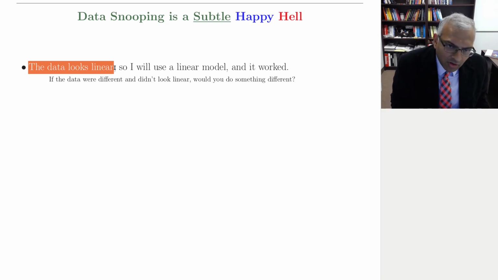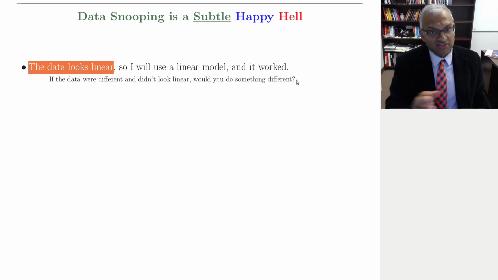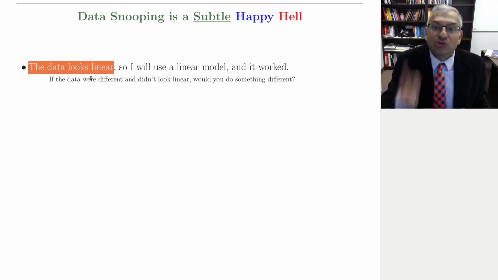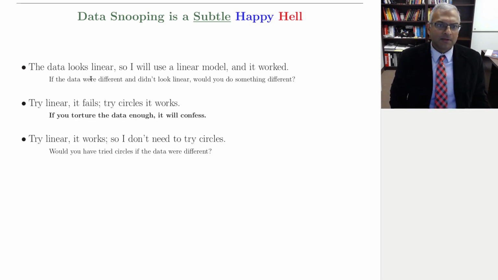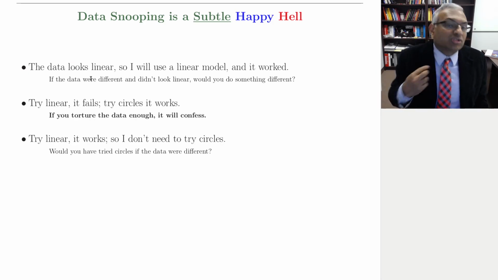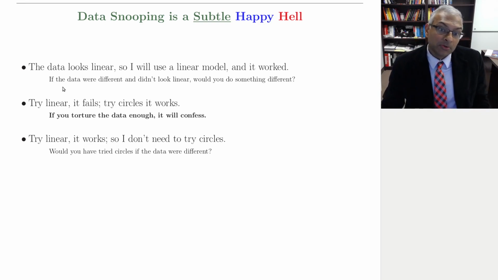Another way of diagnosing that data snooping is occurring is, if the data were different and didn't look linear, would you do something different? And if the answer is yes, then the data has affected this choice, and you need to pay a price for this choice. Try linear, it fails. Try circles, it works. I mean, if you torture the data enough, it's going to confess sooner or later. And so eventually this process is bound to end in success.